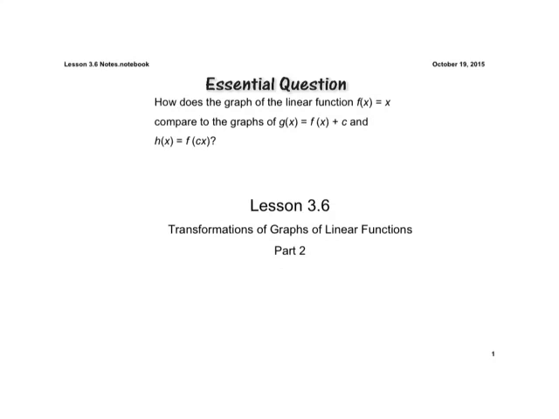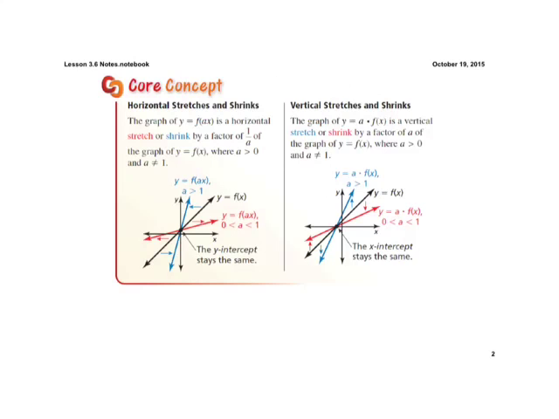Before we had translations and reflections, tonight we're going to have stretches and shrinks. Moving into our core concept, horizontal stretches and shrinks. Focus on this right here: we have y equals f of a times x. If we have a number being multiplied in the middle of our function there, we know it's going to be a horizontal stretch or shrink. In this, the y-intercept stays the same.